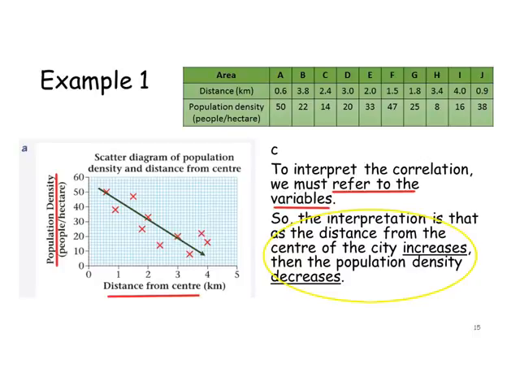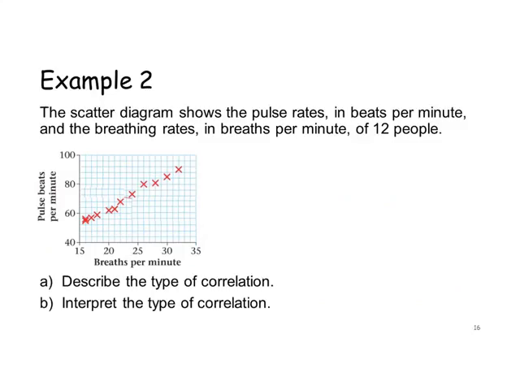Okay, let's look at another example. Example 2, the scatter diagram shows the pulse rates in beats per minute and the breathing rates in breaths per minute of 12 people. And here is the scatter diagram. Describe the type of correlation and interpret the type of correlation. Okay, so type of correlation. Let's look for the pattern.